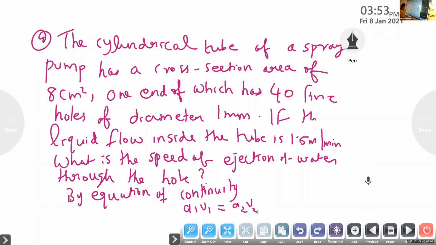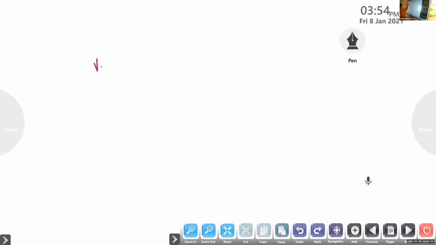So what do you have to find out? The V2. V1 is given, A1 is given, A2 you can find out. The tube's cross-section area is given as 8 centimeters square. And a hole is circular in shape, therefore we can use pi r square there. Okay, so write the answer. Therefore, V2 is equal to A1 V1 divided by A2.